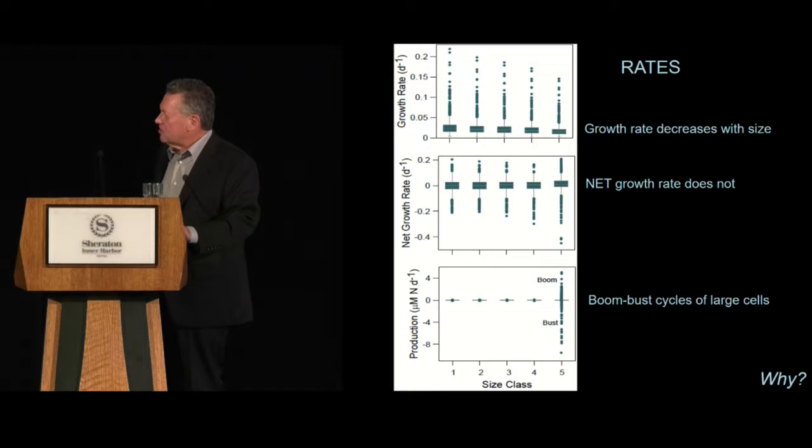The middle panel here shows the distribution of calculated values for the net growth rate. And the net growth rate is what's really important, because that's the growth rate that drives population variability.